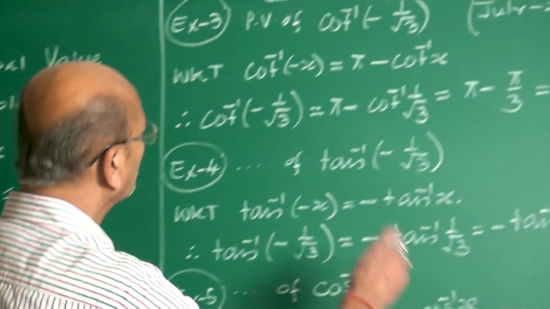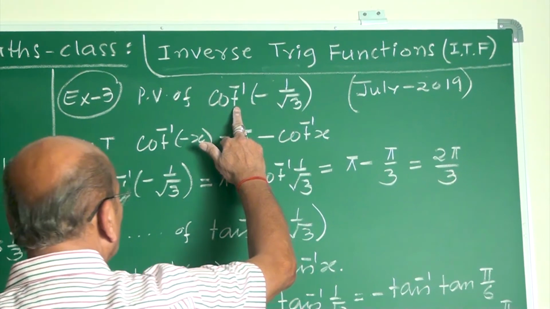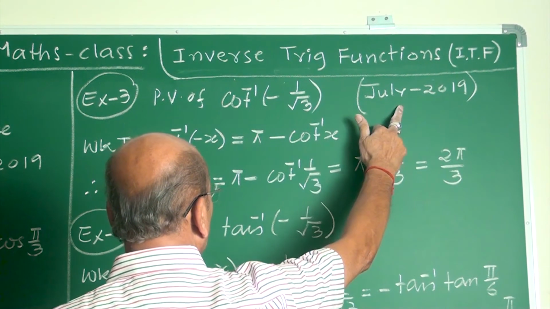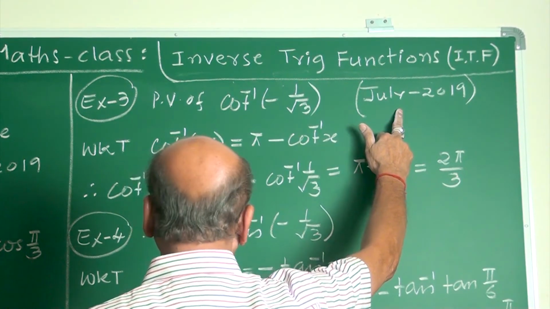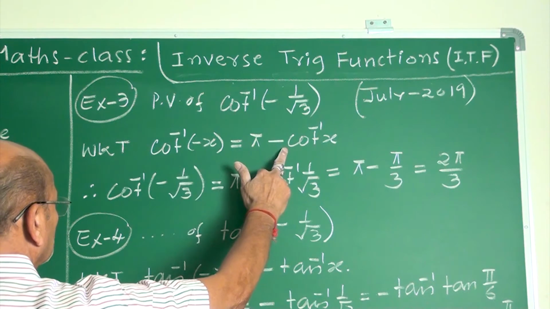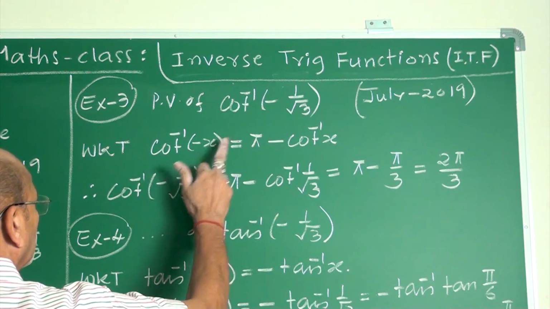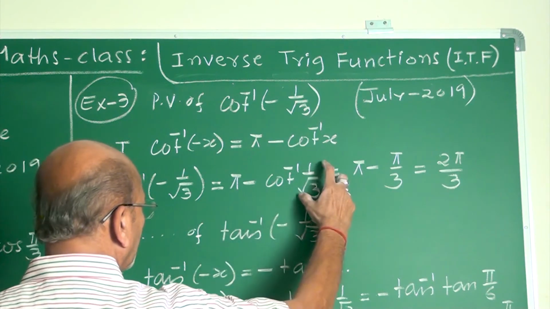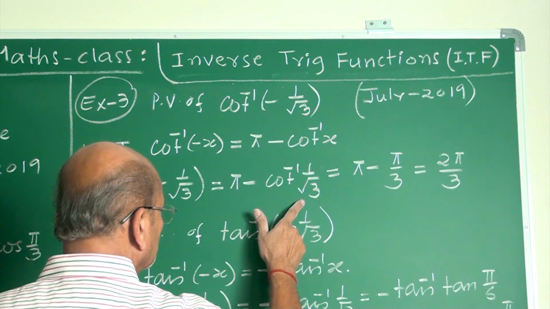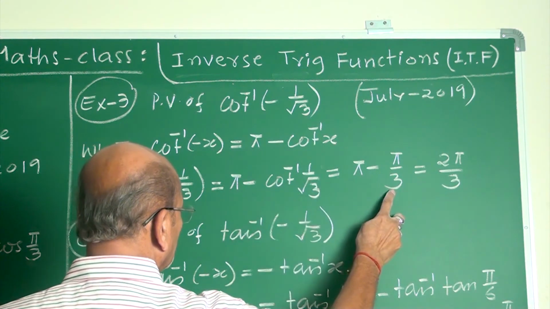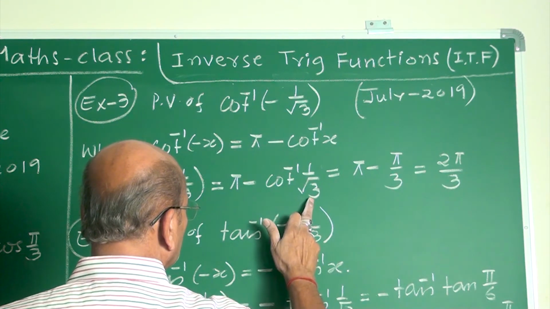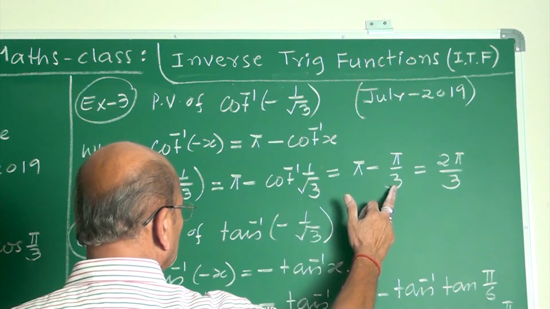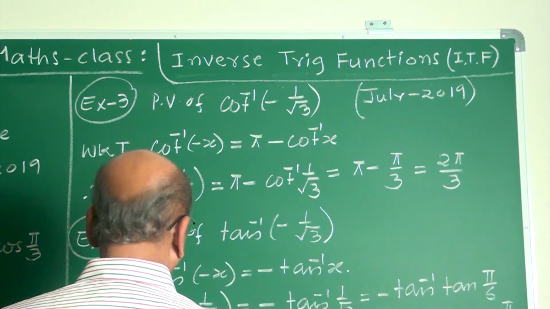This is the third example. Find the principal value of cot inverse minus 1 by root 3. Cot inverse minus 1 by root 3 appeared in July 2019. We know this property. Apply it for this. Replace your x by 1 by root 3. Pi minus cot inverse 1 by root 3. Either you write 1 by root 3 as cot 60, so cot inverse of cot 60 is 60, or directly the corresponding angle whose cot is 1 by root 3. It is pi by 3. Simplification gives 2 pi by 3.